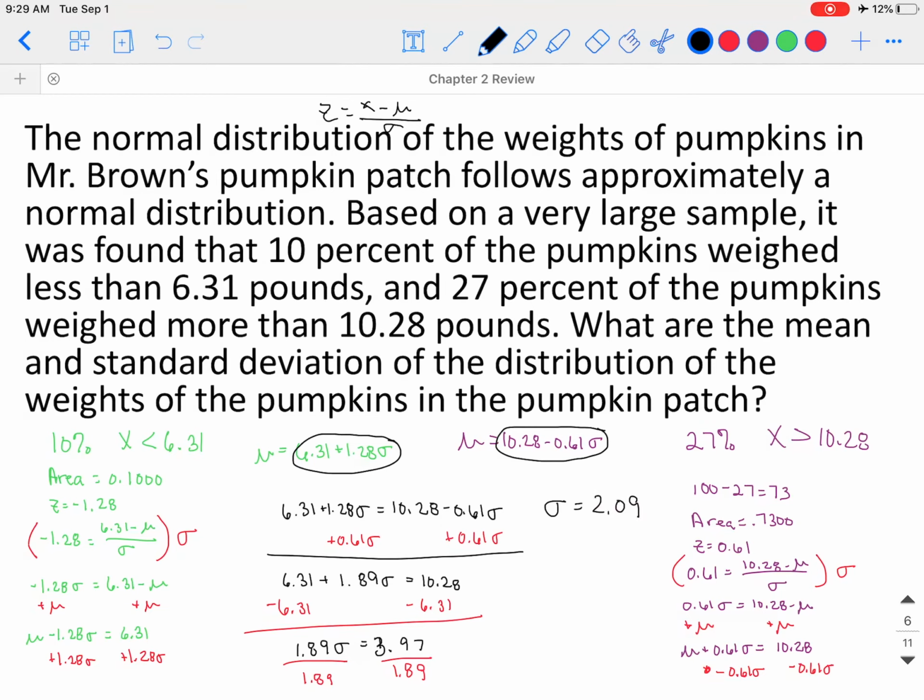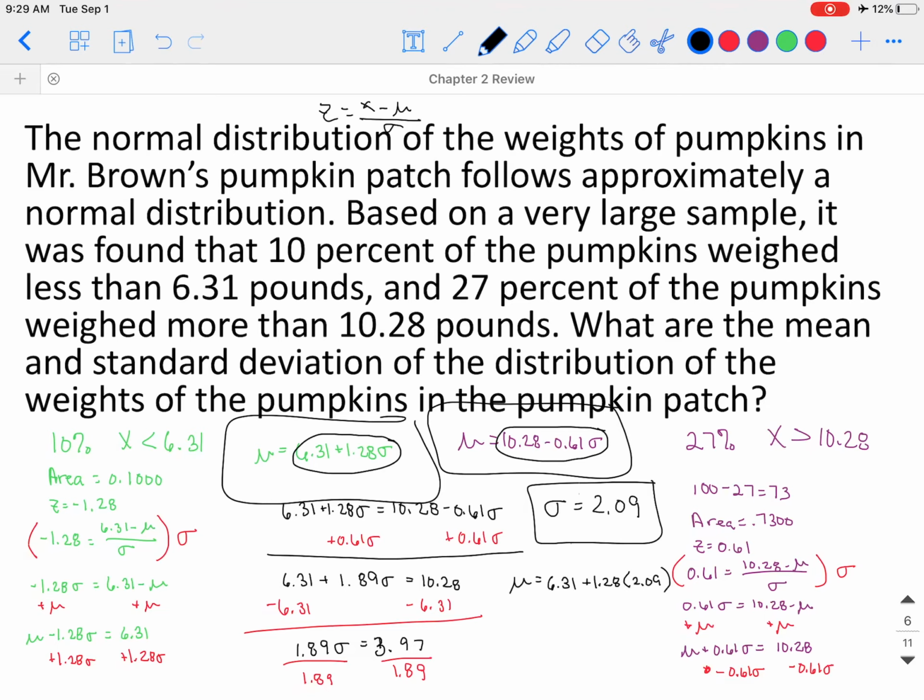2.09. Now we just need to take that sigma and substitute it back into one of the original equations, one of these two equations that we just solved, to find our mu. So I can do 6.31 plus 1.28 times 2.09. And that's going to give me that our mean, or our mu, is approximately 9. So the pumpkins in the pumpkin patch have a mean weight of 9 pounds and a standard deviation of 2.09 pounds.